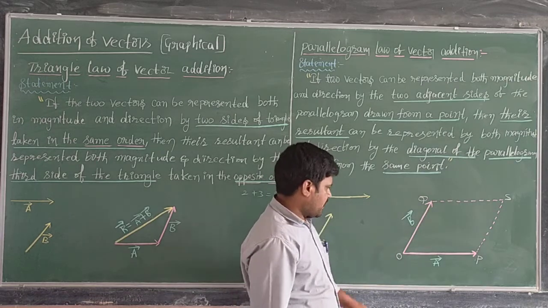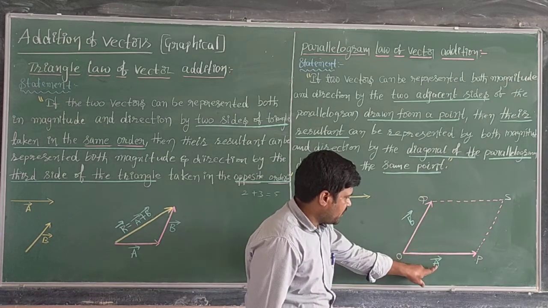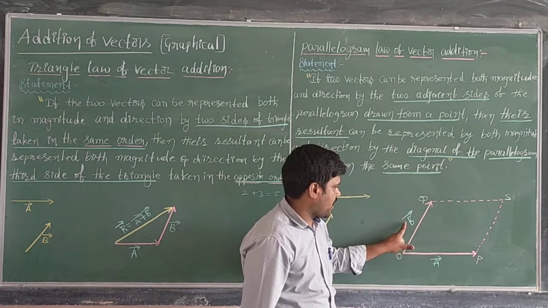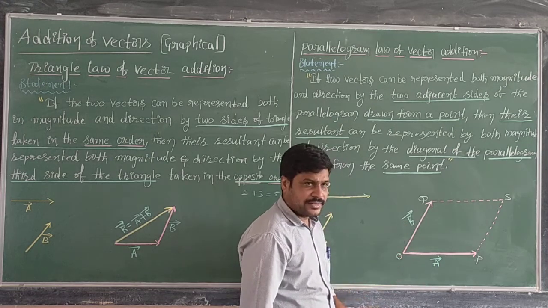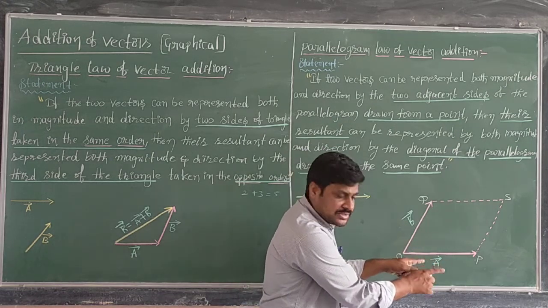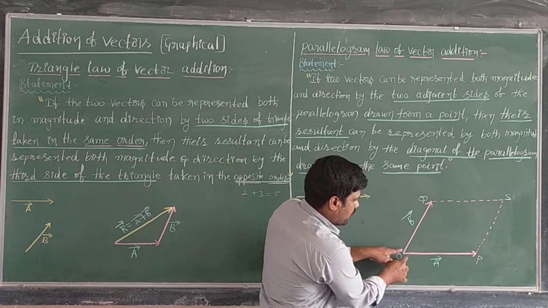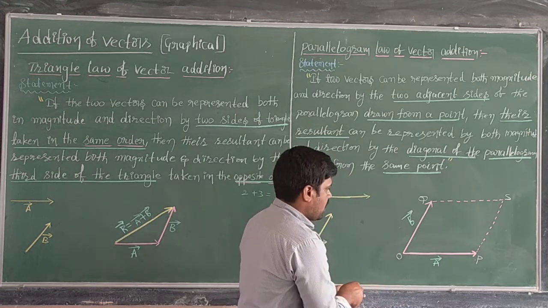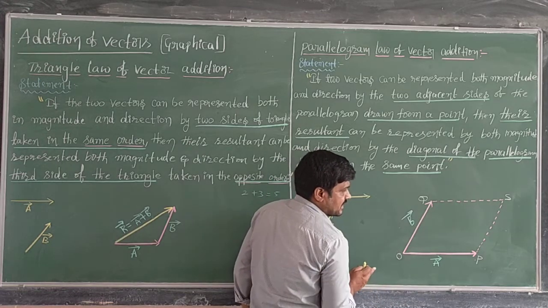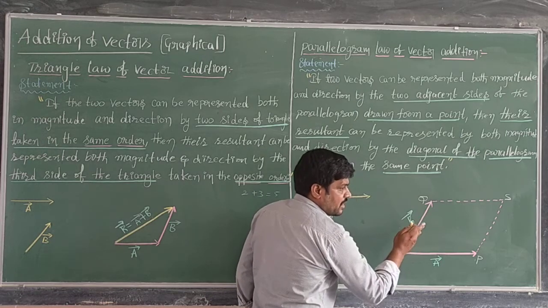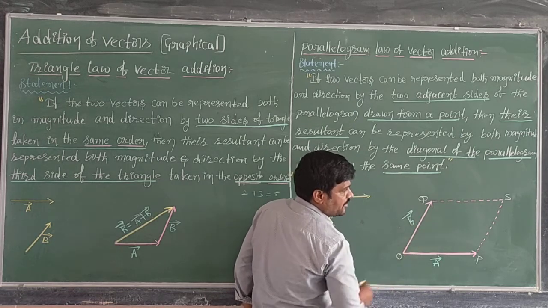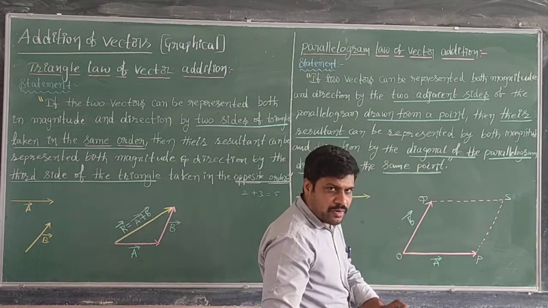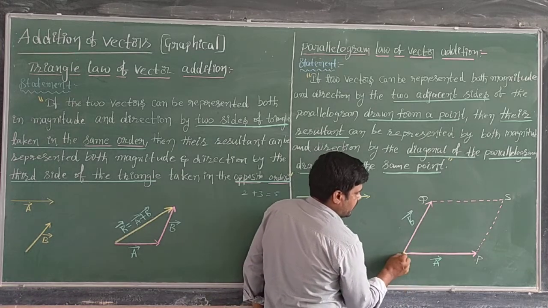I have constructed it. In the parallelogram law of vector addition, two vectors act as two adjacent sides of a parallelogram drawn from a point. Then they result in the addition of these two. That means A bar and B bar both are added in this method. Then their resultant can be represented by the diagonal. Diagonal means the line between two opposite corners. The diagonal is drawn from the same point from where A bar and B bar were drawn.